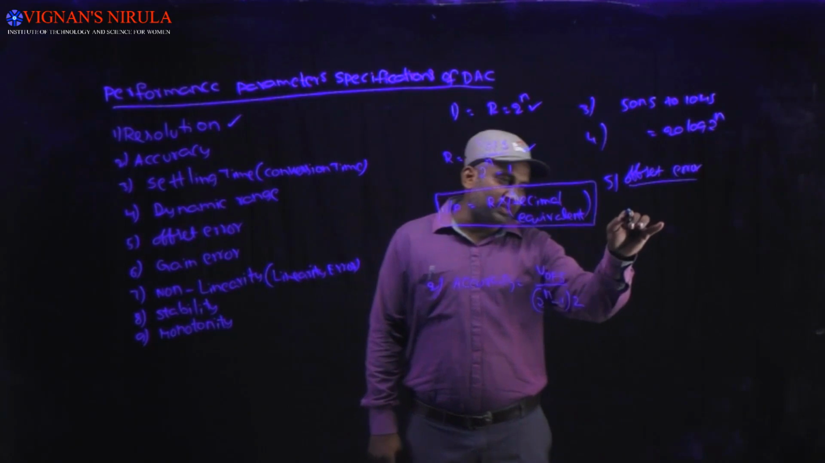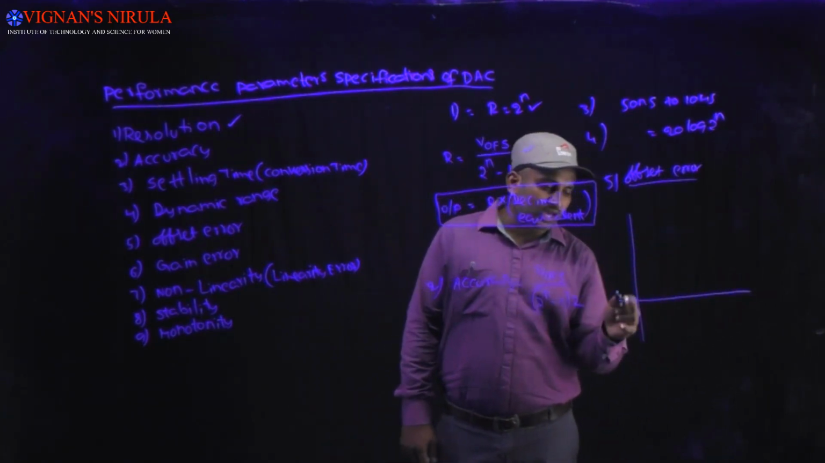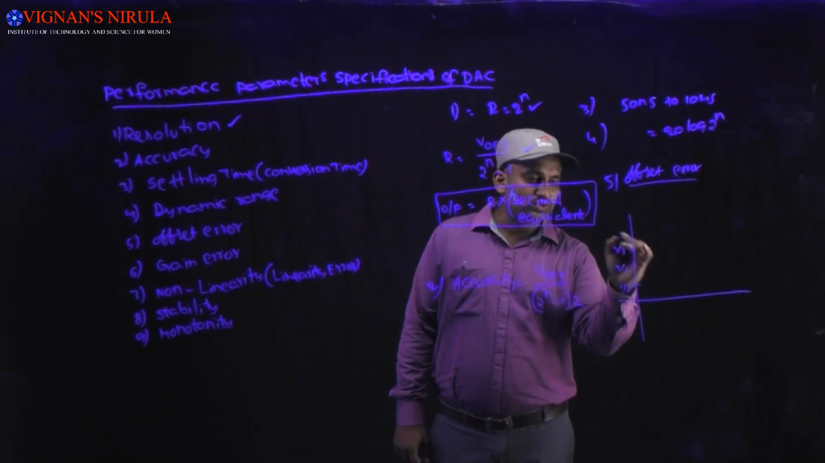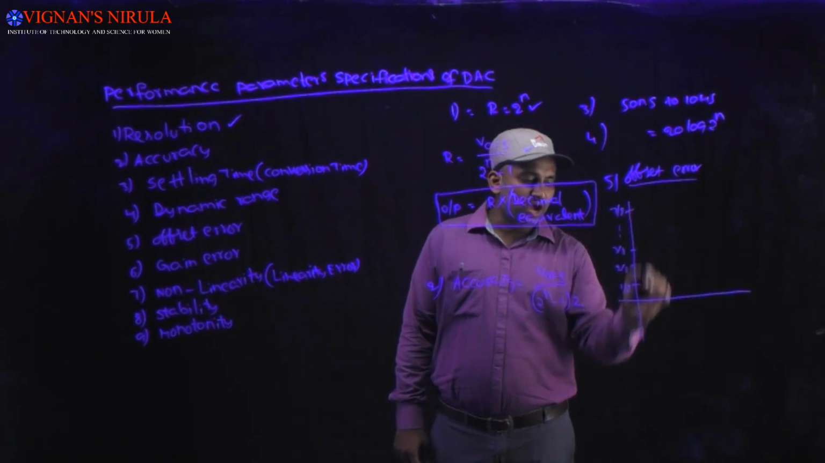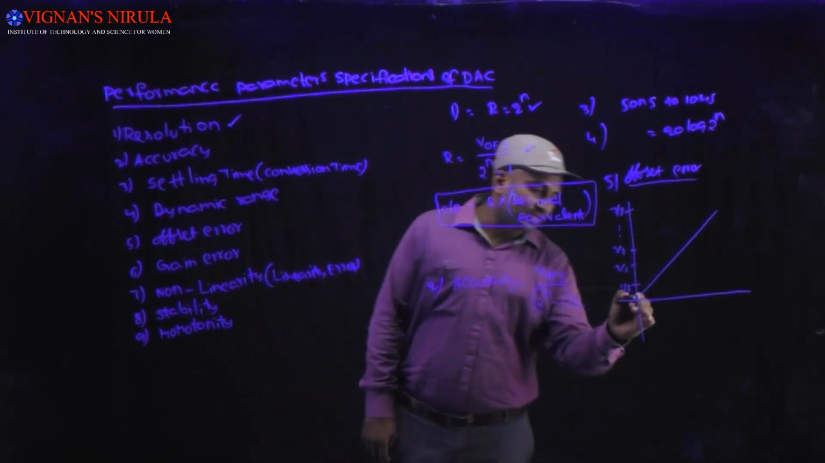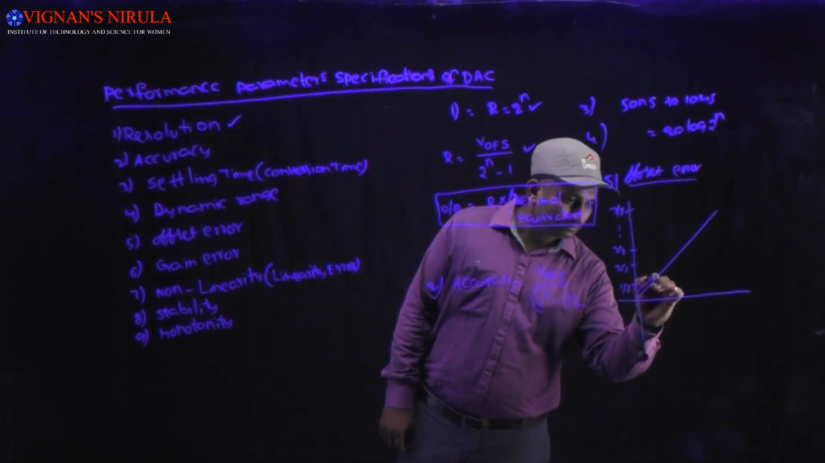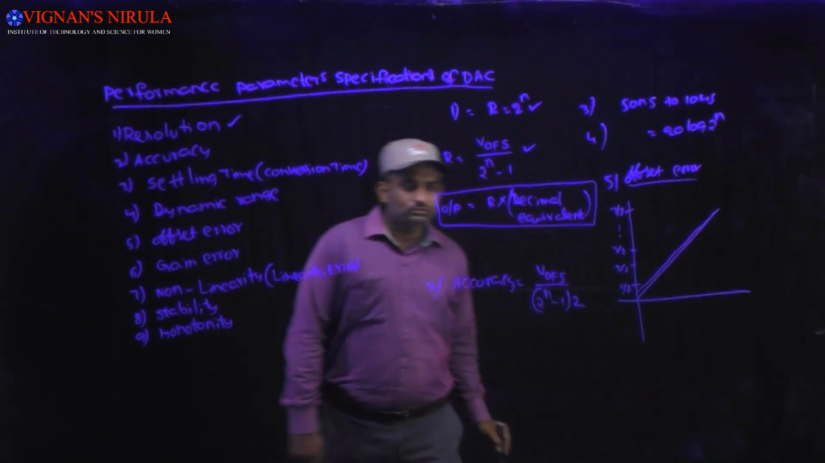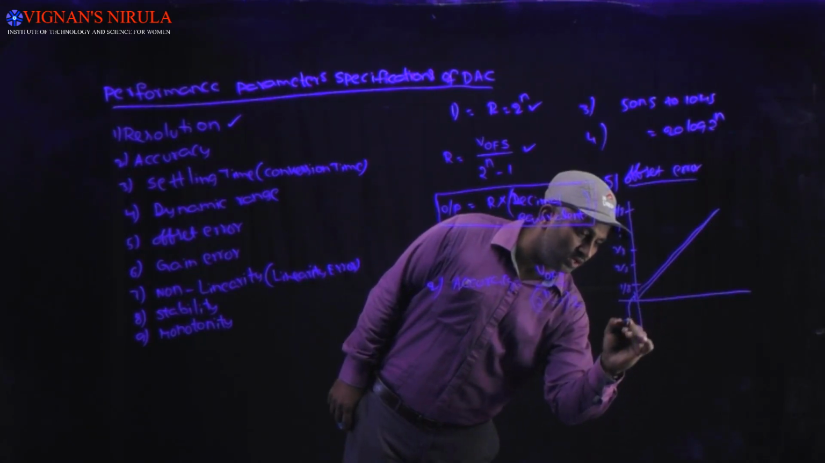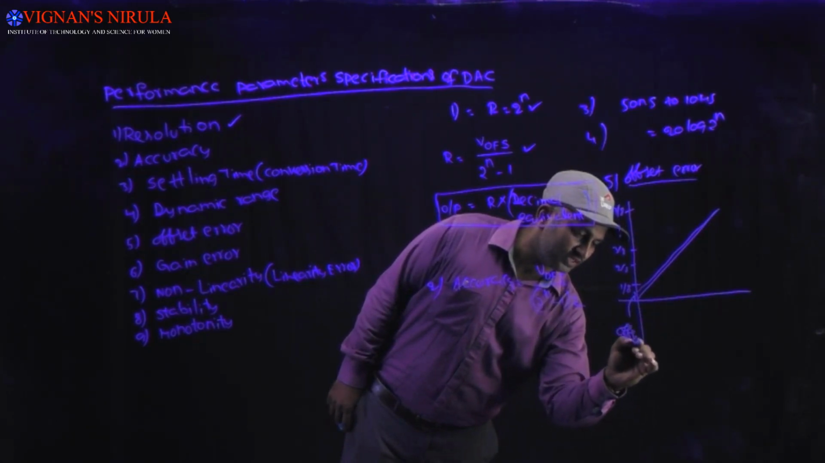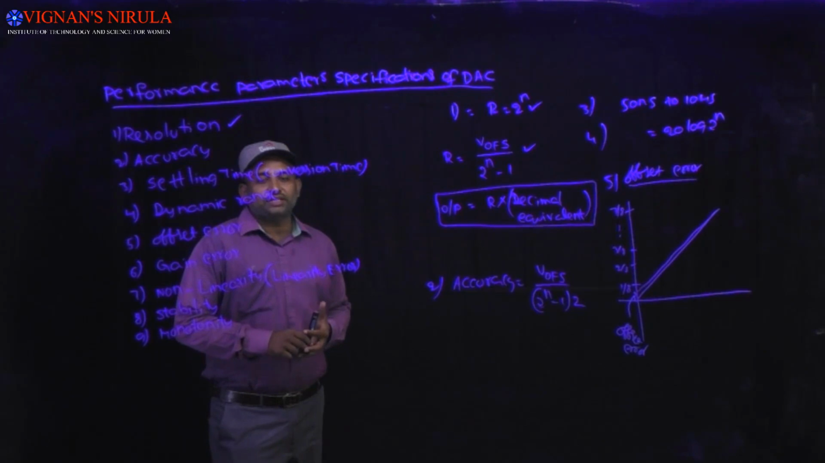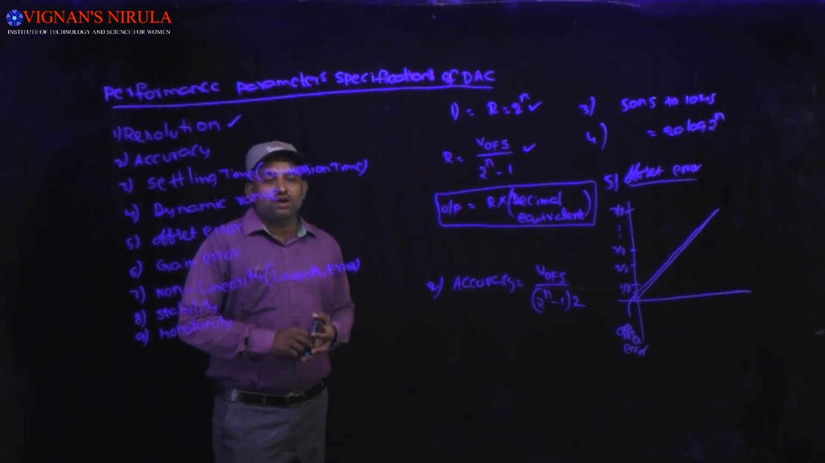Here I am going to represent the graphical representation. Here it is 1 by 8, 2 by 8, 3 by 8, and so on up to 7 by 8. Here is the ideal value, and this portion is called the offset error, and this offset error is generated because of offset voltages of the op amp.